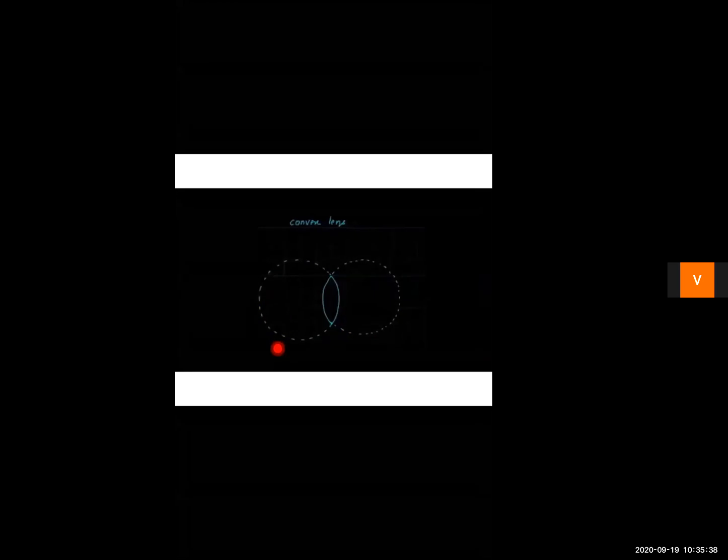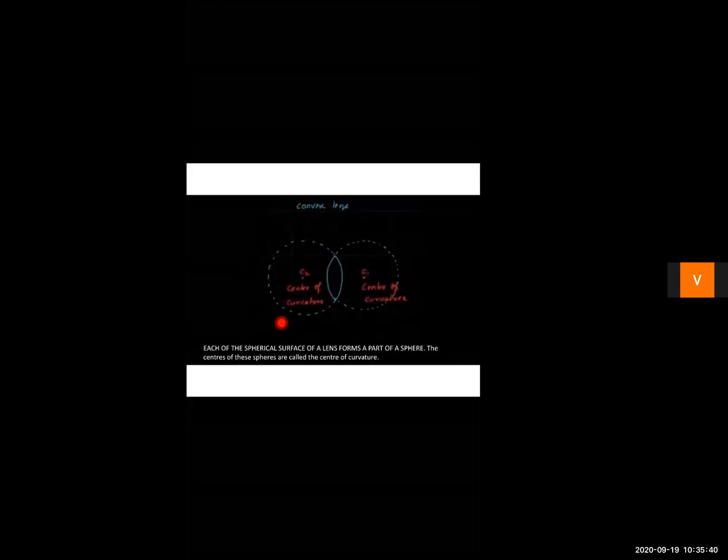Now these spheres have centers. Both the spheres have centers, right? So suppose this is your C1, and suppose this center we call C2. So the center of the sphere of which the spherical surface of a lens forms a part is called the center of curvature, right? Either you can start with that or you can start with your spherical surface. You have the spherical surface of the lens, right? So you can start with that.